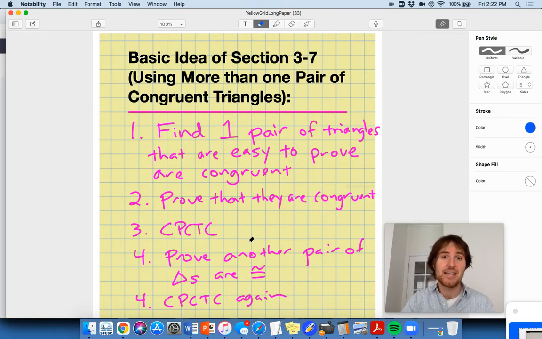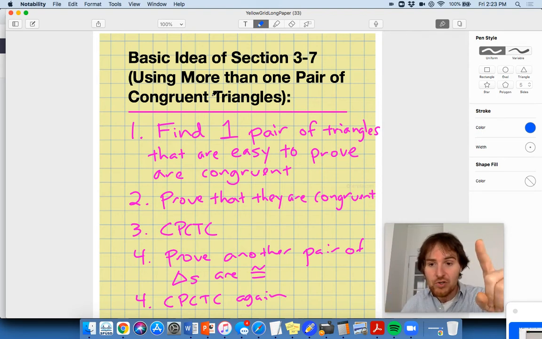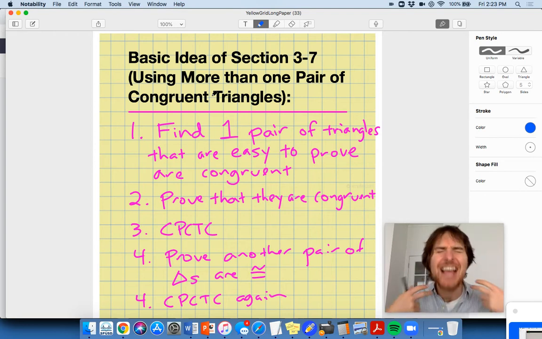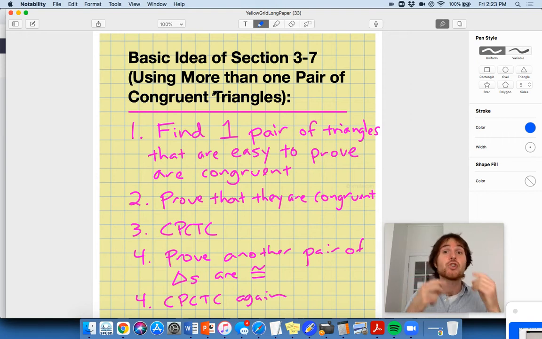But the basic idea of section 3.7, which was called using more than one pair of congruent triangles, well, hey, we're going to prove two pairs of triangles congruent. In some problems, like number 16, you had to prove 2 pairs of triangles congruent as well. But anyways, we're going to prove 1 pair of triangles congruent, and then that's going to be a helper triangle. It's going to help us prove a second pair of triangles are congruent. And that second pair of triangles being congruent, that's going to connect to what it is you're ultimately trying to prove. Be it specific segments in the problems, be it specific angles that you got to prove congruent, be it the fact that maybe 2 lines are parallel to one another. Whatever. We just need to solve our puzzles and get through it.